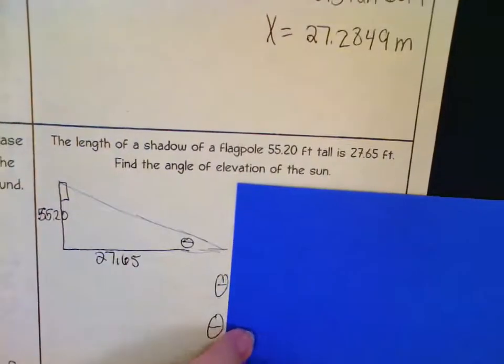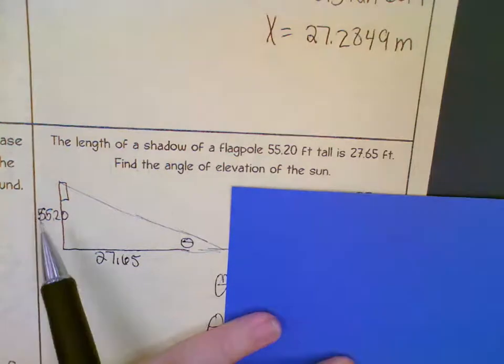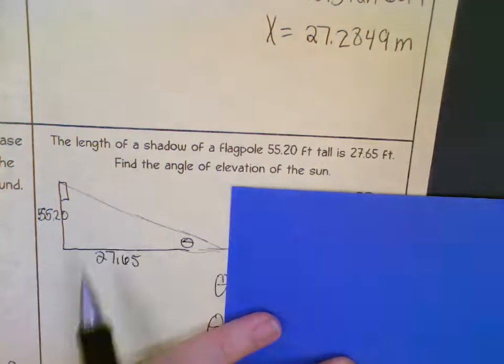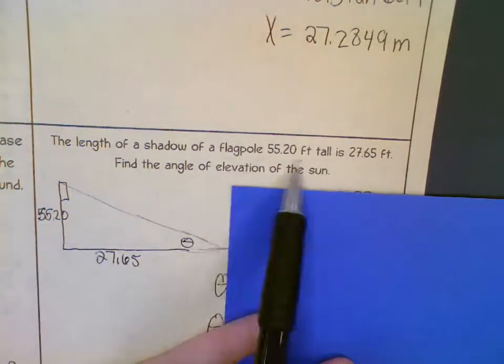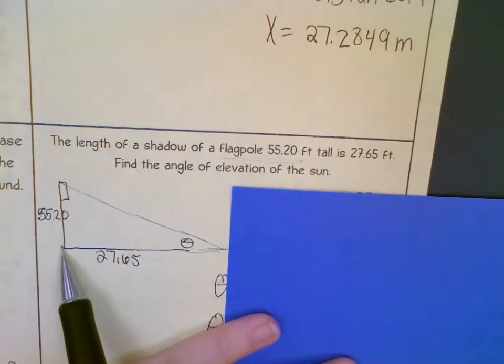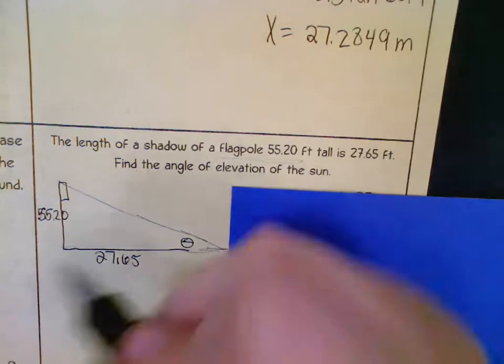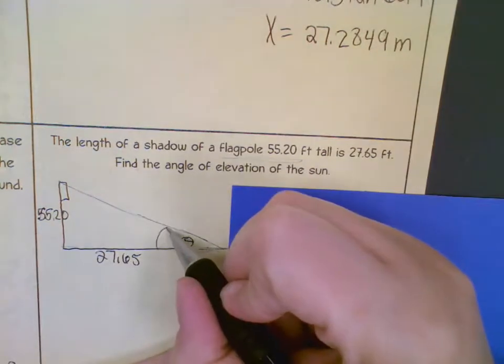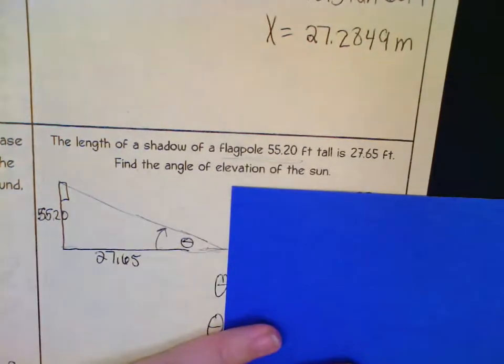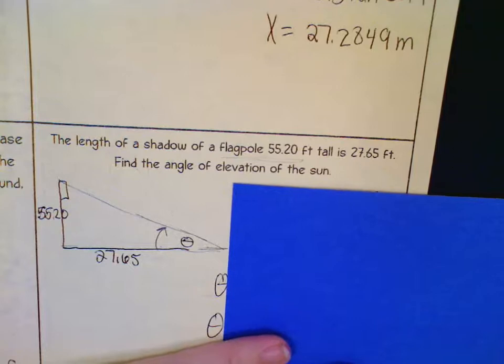Okay, so let's take a look at our picture for the bottom. So this one says that we have a shadow, and the length of the shadow of a flagpole that's 25.2 feet tall is 27.65. Find the angle of elevation. So angles of elevation go from the horizontal up, so that's how I need to put my theta there. So go ahead and pause and solve and write your equation, and when you come back I will show you the answer.